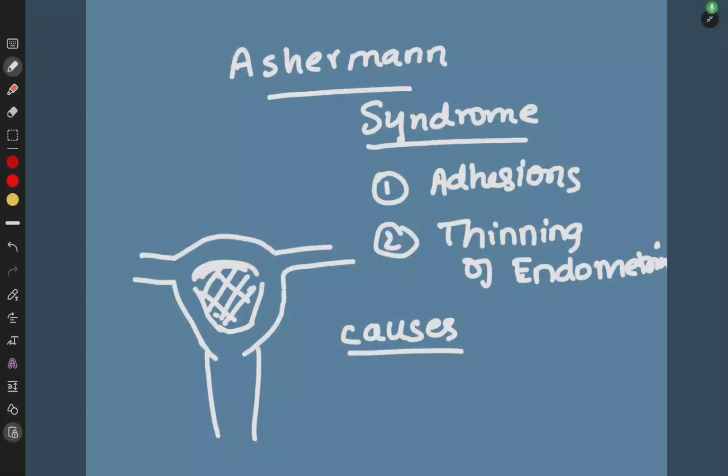In this video, we will talk about Asherman syndrome. Asherman syndrome is a syndrome where there are adhesions present in the uterine cavity, which decrease the size of the uterine cavity. So first we see the adhesions in Asherman syndrome. Second, we see the thinning of the endometrium.